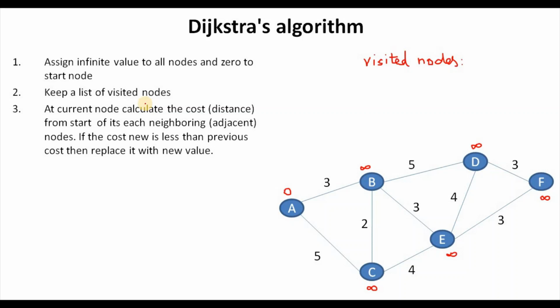So one thing is missing here. At first, beginning from the start node, you have to make it the current node, and also put it in your visited nodes. So A is our current node, and also A is the visited node. Now we are at A.